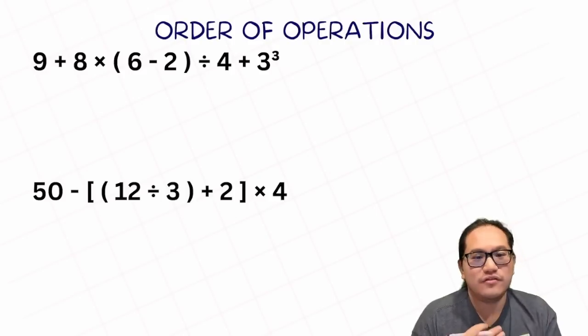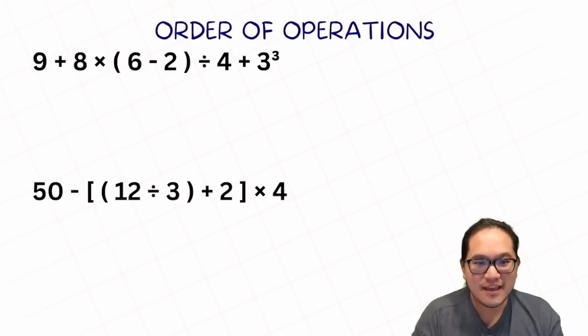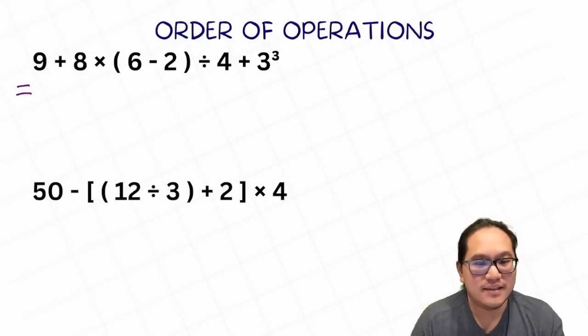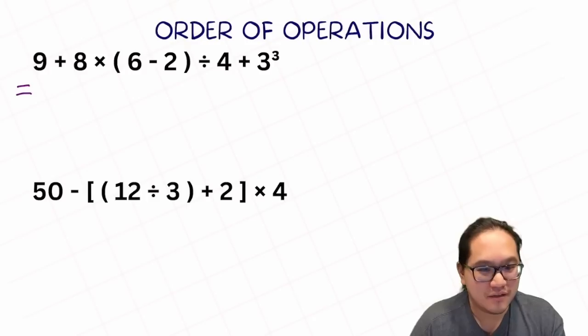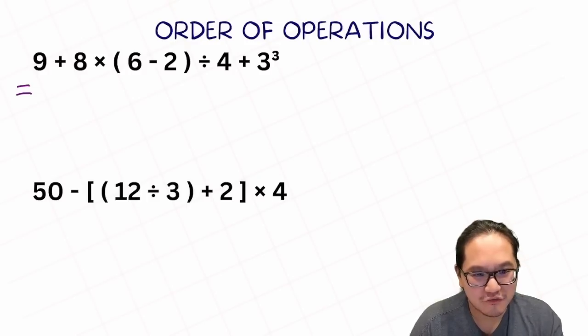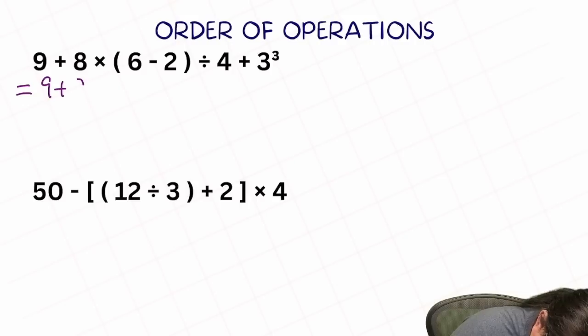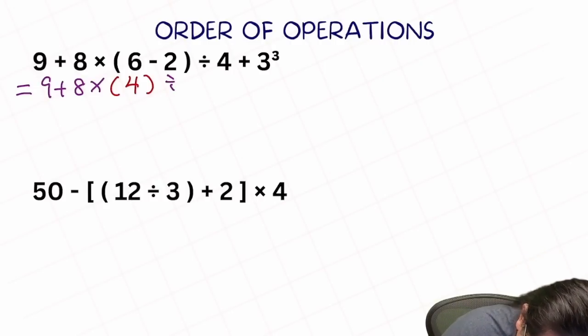So now, since we have had so much practice with the PEMDAS rules, let's take that off the screen and see if you can remember how to do that. So with this example, we got 9 plus 8 times parentheses 6 minus 2 close parenthesis divided by 4 plus 3 cubed. What do we need to do first? P, right? Parentheses. So let's do this. 9 plus 8 multiplied by 6 minus 2 equal to 4. And we continue to drag the rest down, right? Divided by 4 plus 3 cubed.